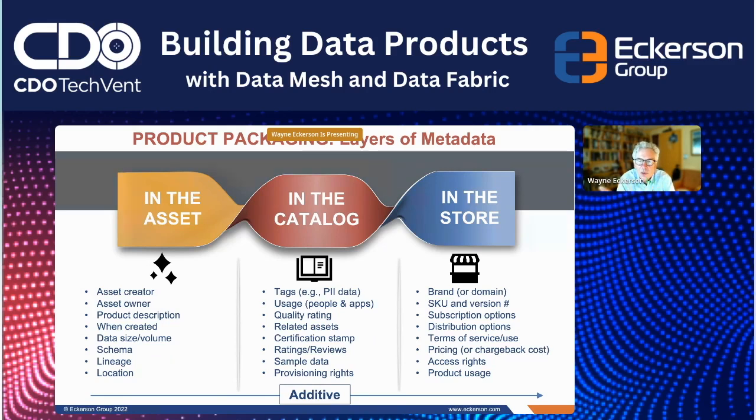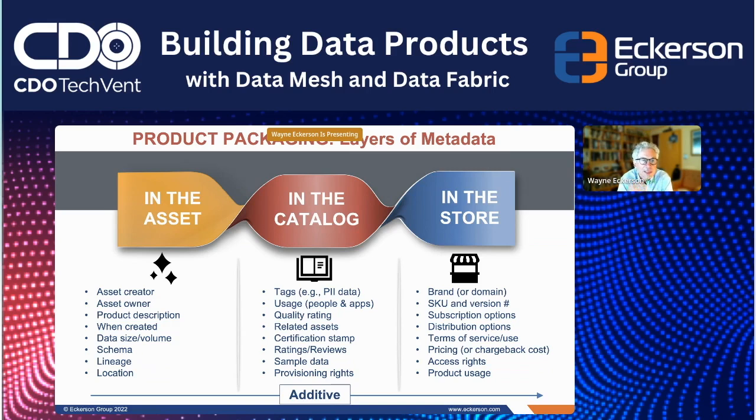But when it gets into a store, I think you accumulate even additional metadata. First of all, the brand, you know, what group, product team, division, department, or company is producing this data product. Just like when you go into a store, you pick up a can of soup, you want to know who the maker is. I think every data product should have a SKU and a version number, right? If we're going to standardize these products and make them really products, they should probably have a SKU and version number.